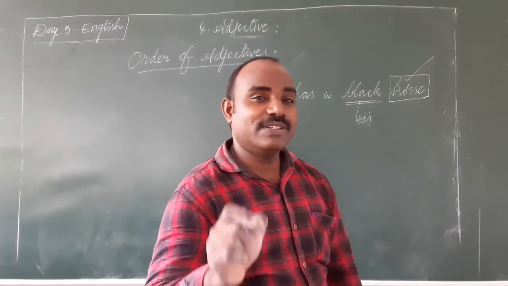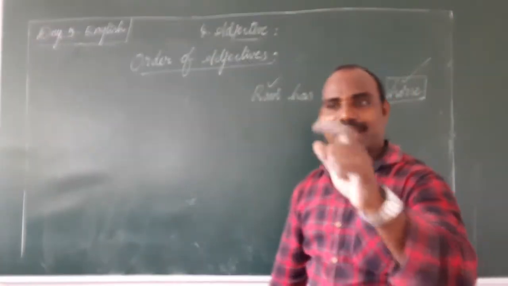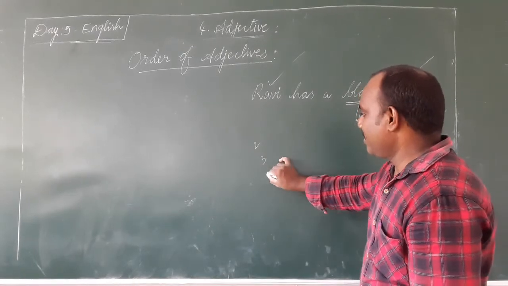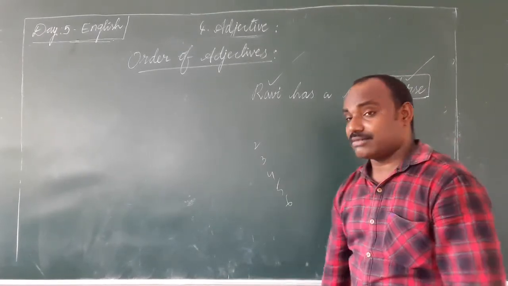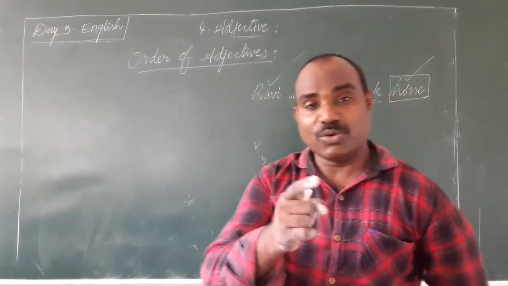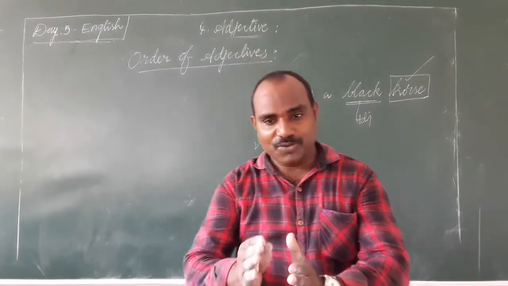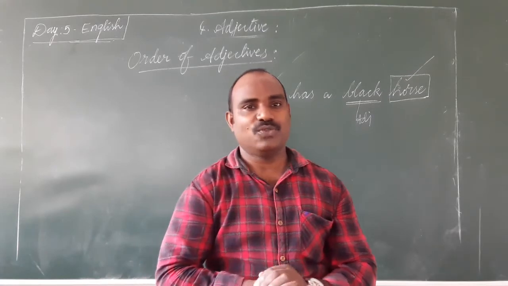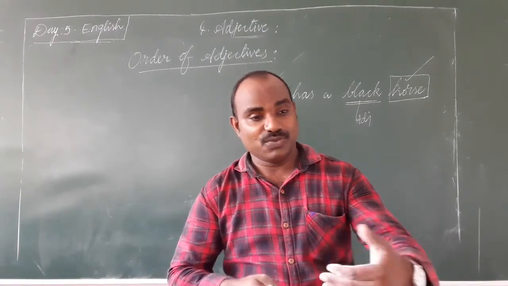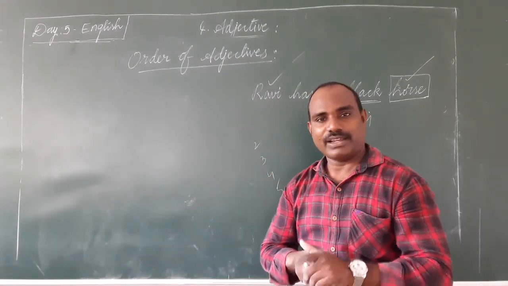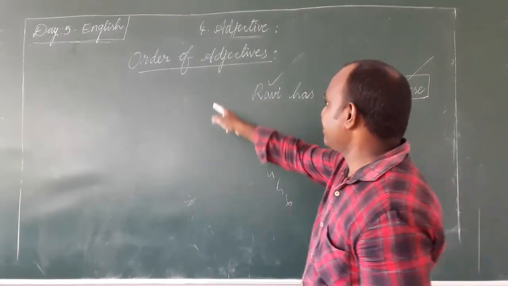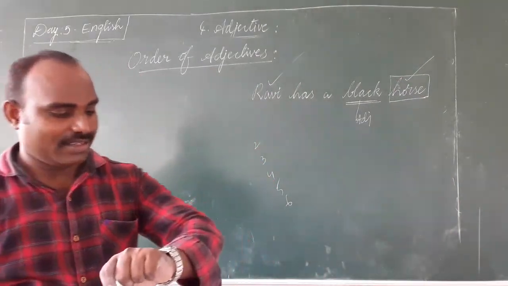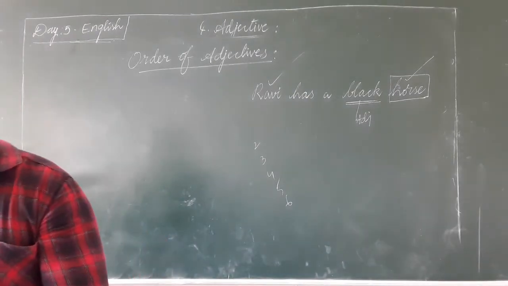But in case a sentence has more than one adjective, sometimes 2, 3, 4, 5, 6, what should be first? What should be next? Where to place which adjective? That is very, very important. That is called the order of adjectives. Let me show you.